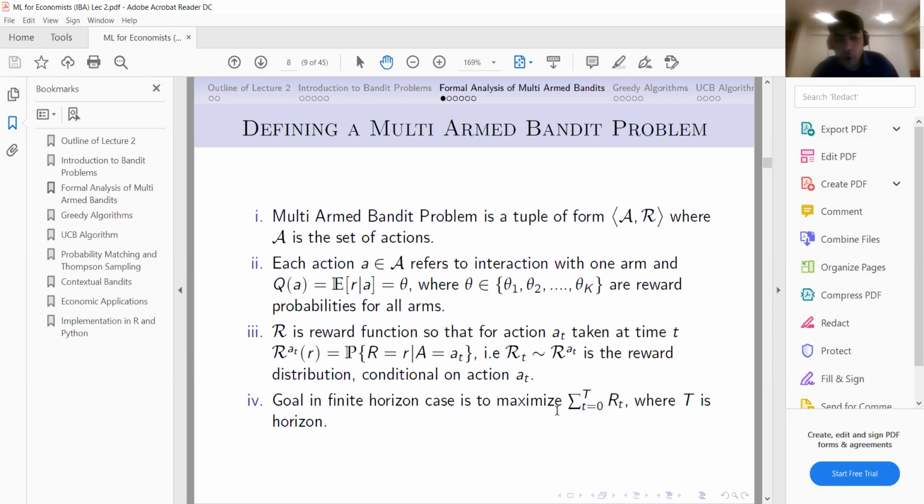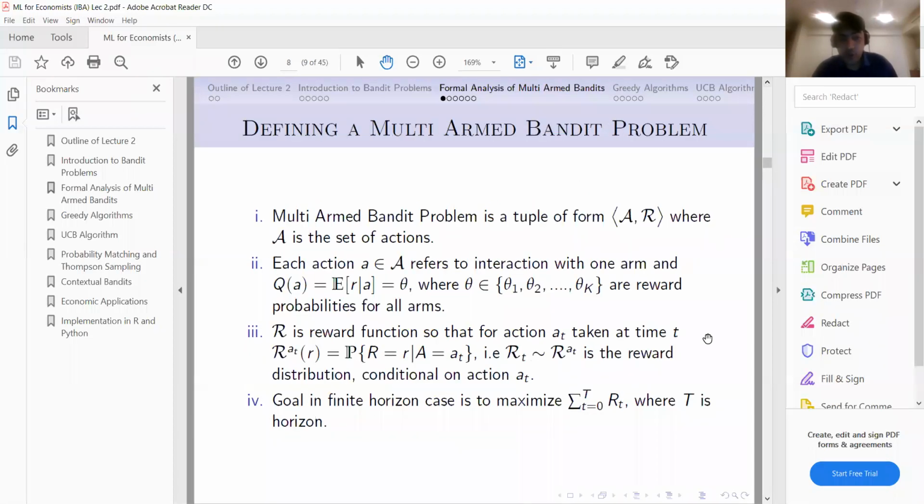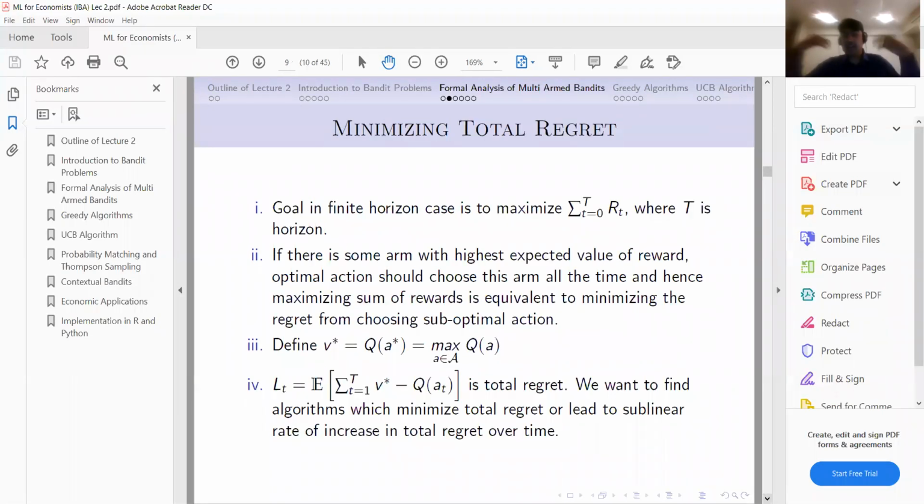What's your goal? The goal in the finite horizon case, where capital T is the finite horizon, and here I don't have any discounting for simplicity, is just to maximize the sum of these rewards, right? Which makes a lot of sense. You just want to maximize the number of rewards, or rather expected rewards, because you don't know what these rewards are. You can only form an expectation regarding them through the Q function, which is known as the action value function, because you don't know what the rewards are ex ante. You know them ex post, but you don't know them ex ante.